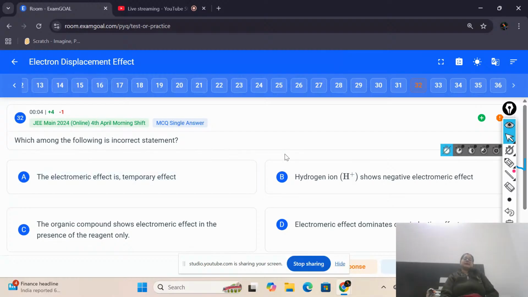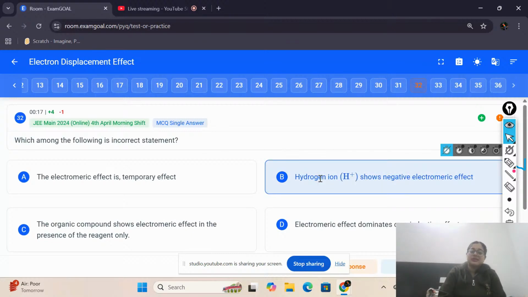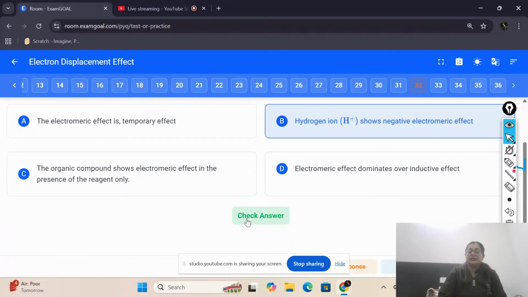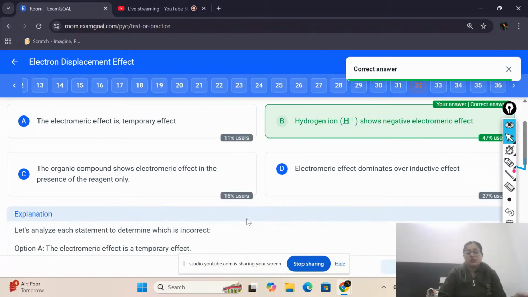Coming toward the next. Among the incorrect statements, the electromeric effect is a temporary effect, which is correct. Hydrogen ion shows negative electromeric? No, hydrogen ion shows positive electromeric effect. This is the wrong statement. Here it shows negative, so wrong.